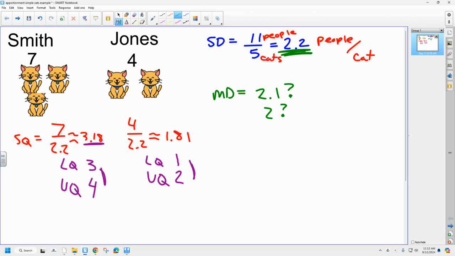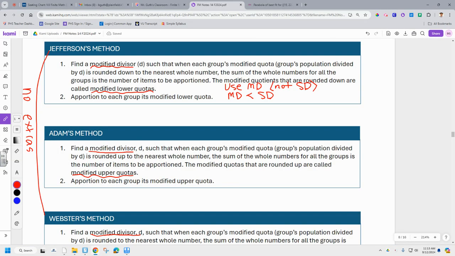2.1 might not be good enough. 2 might not be good enough. We might have to try 1.9 until we can find an apportionment that adds up to whatever it is, 30 seats or whatever our example says. So that, to me, is the hard part. We're going to find the modified quotient instead of the standard quotient and round down. And there are no extras.